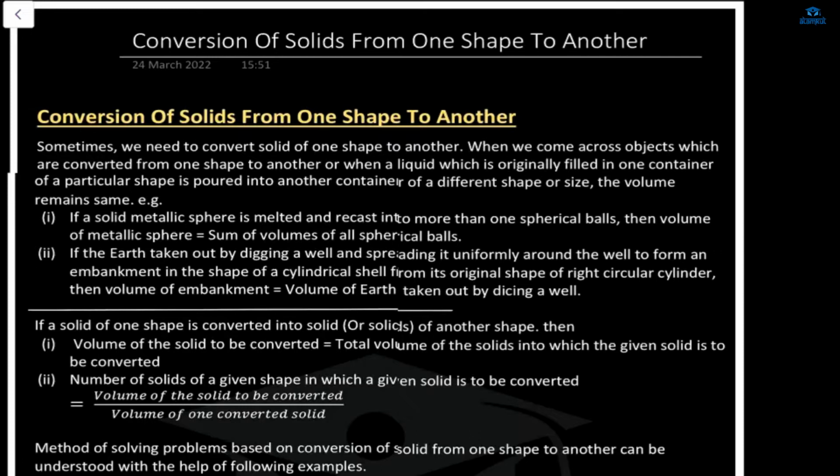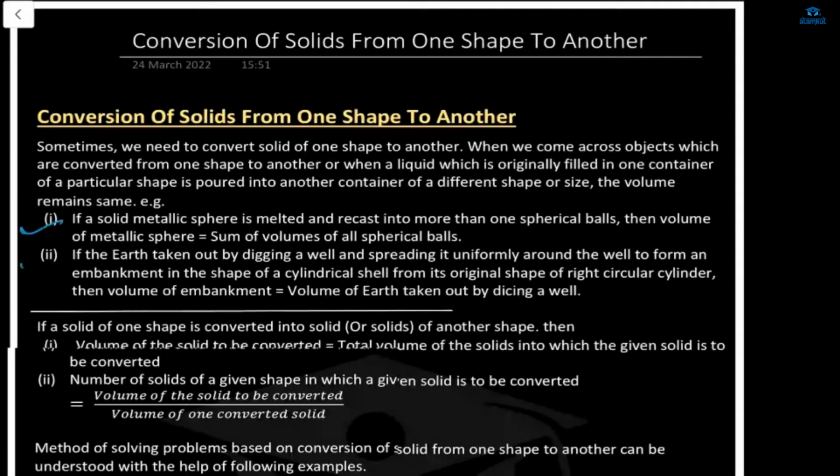Some points that you have to remember here. I have already written the short note. We need to convert a solid of one shape to another, which I have already told you many times. We need to change the shape. Mainly these points apply when we come across objects which are converted from one shape to another, or a liquid. If a solid metallic sphere is melted and recasted into more than one spherical ball, it means it is changed into many objects.